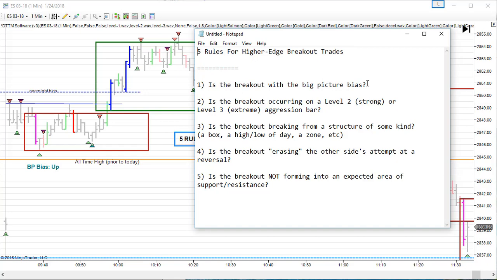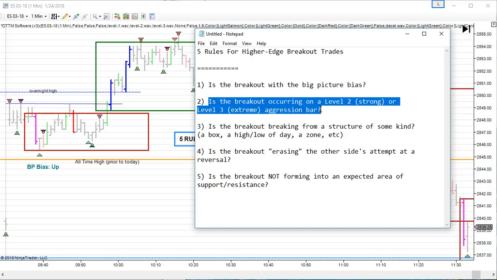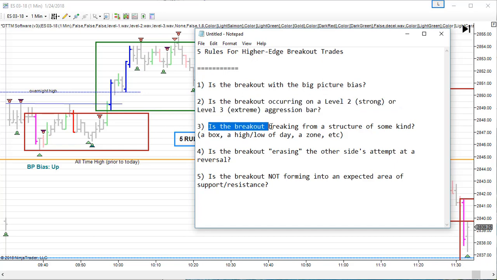So first question you want to ask yourself, is this breakout trade with the big picture bias? That's something we know going into the day. Is this breakout trade occurring on a level 2, what we call a strong aggression, or level 3, what we call extreme aggression bar? So is there underlying buying or selling aggression that's going with this breakout? Is the breakout breaking from a structure of some kind? That can be, in our parlance, a box, or it could be the higher low of the day, it could be a zone, a few other things. But if it's breaking from something as opposed to just continuation of a move that's already started, that matters.